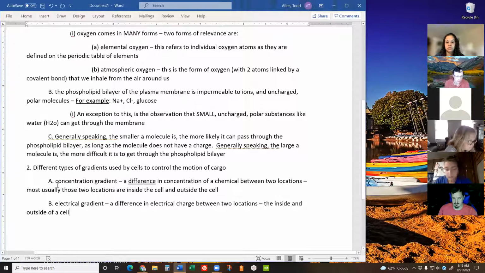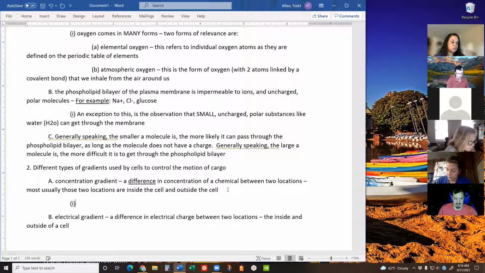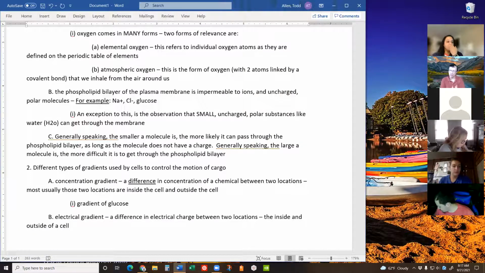So, when we talk about a concentration gradient, an example I could give you would be a gradient of glucose, where I might have a lot of glucose outside the cell because I just ate a lollipop, because I just ate some food. So I might have a lot of glucose outside the cell, relatively little glucose inside the cell. So the passage of glucose is going to be regulated and constrained by this concentration gradient.